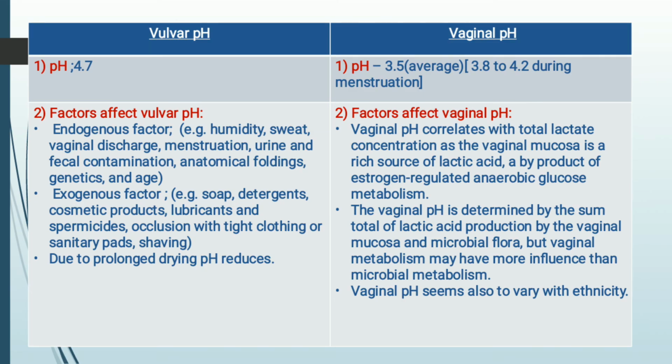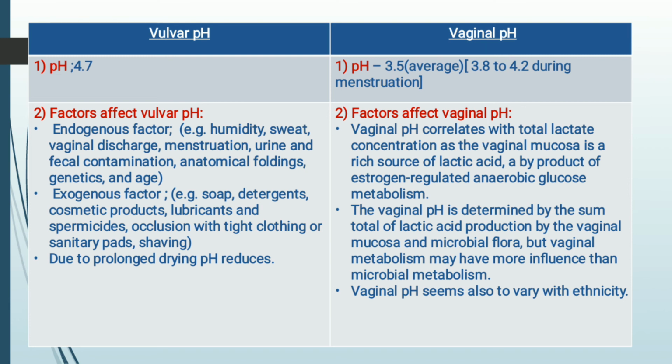So now I will tell you about vulvar pH and vaginal pH in the upcoming videos, because maintenance of this pH is very important for the vulva and vagina, and as I said, the pH of both parts is different. The vulvar pH is 4.7 and the pH of the vagina is 3.5 on average, and it is 3.8 to 4.2 during menstruation. So it depends upon the situation. Vaginal pH is varying in nature, but vulvar pH is approximately 4.7.